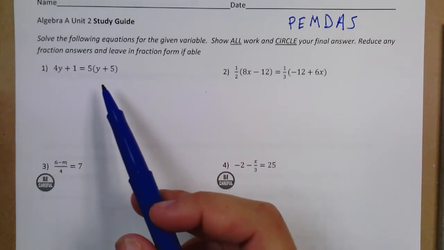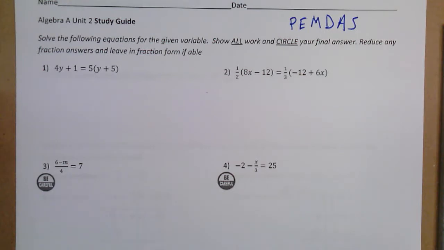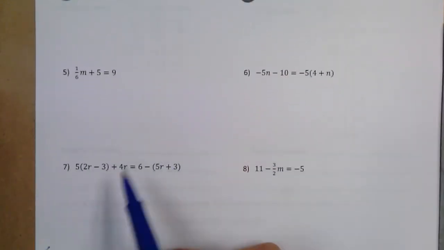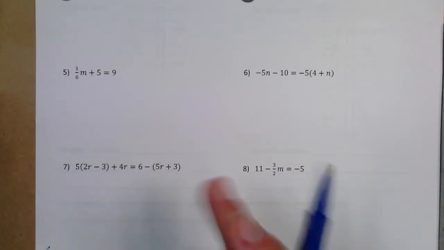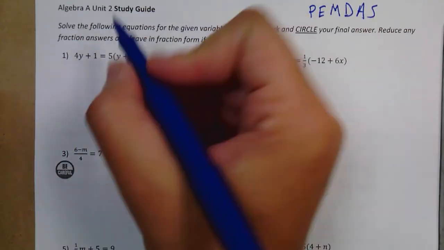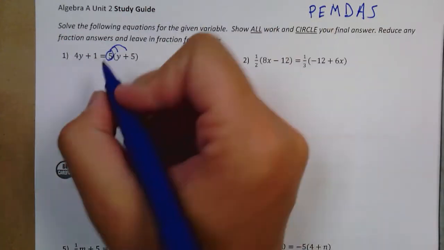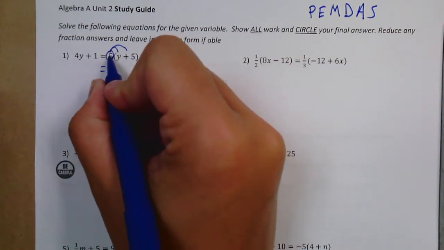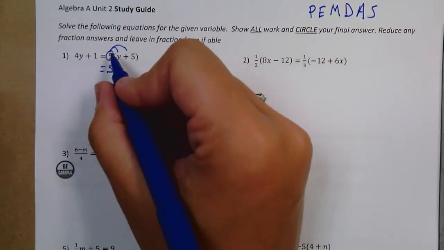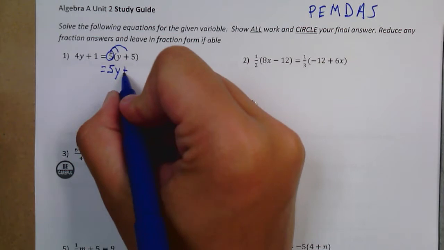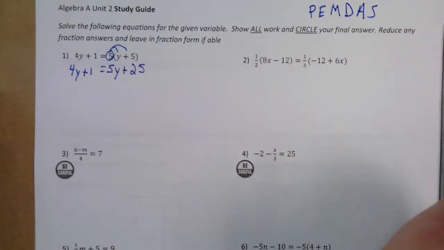So when you're looking at this first problem, you have this 5 out in front. This rule that I'm about to cover will come into play in number 7 down here, and you'll see why, but keep this rule in mind when we get to number 7. So when you're looking at this very first one, you have a 5 out in front. That 5 is what needs to be distributed. So remember, the distributive property says that this 5 is going to get multiplied by y, so that becomes 5y. And then this 5 is also going to get multiplied by 5, and 5 times 5 gives you 25. So all we really did was distribute.